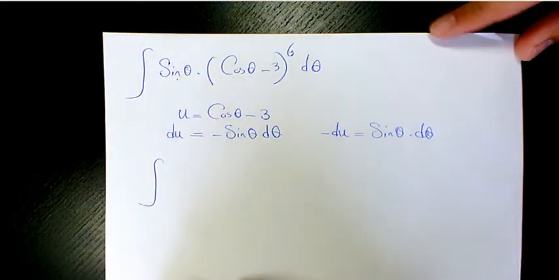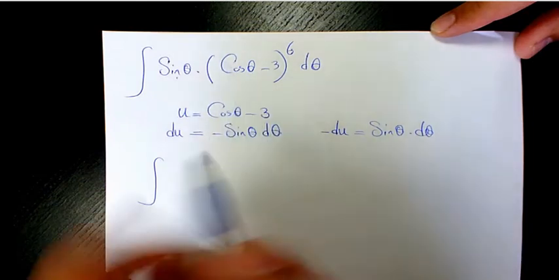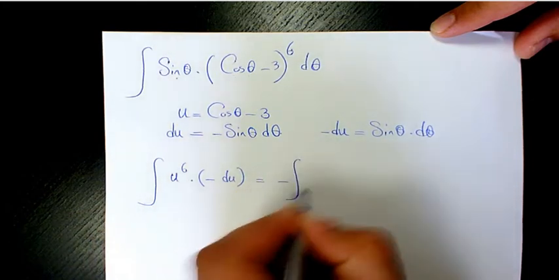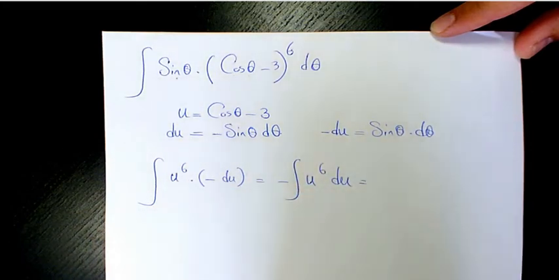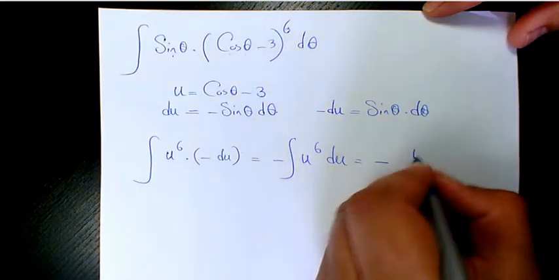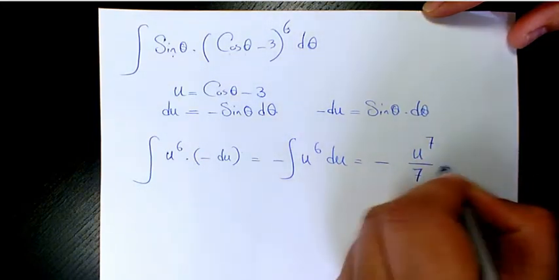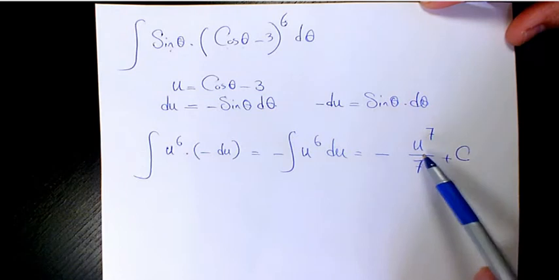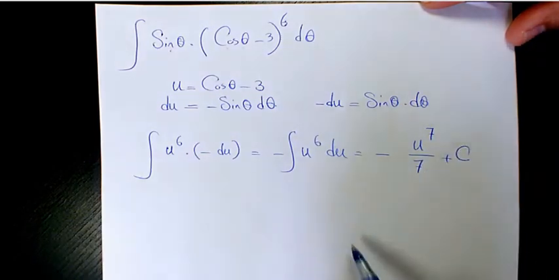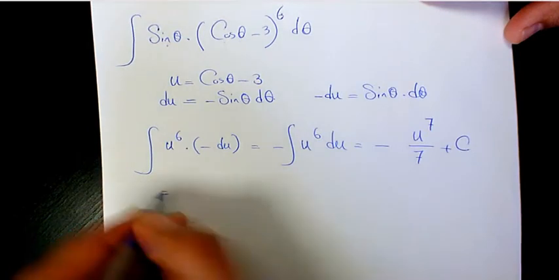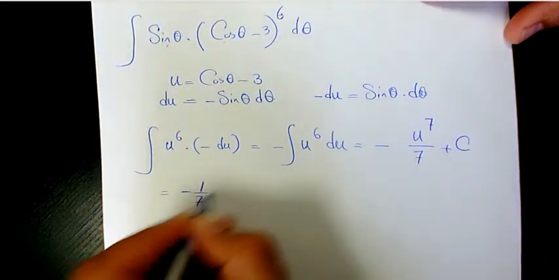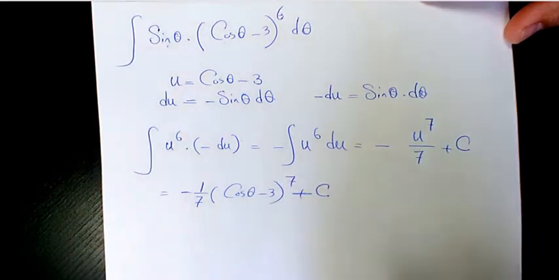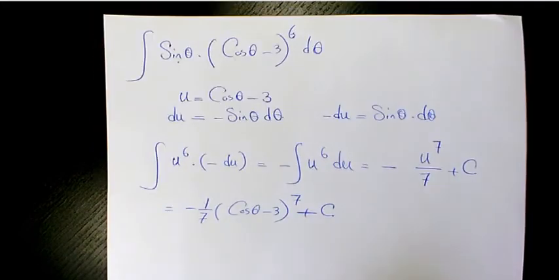So I can rearrange the new equation as u to the power of 6 times negative du, which is negative u to the power of 6 du. When you integrate it, it's going to be negative u to the power of 7 over 7 plus c, because the integral of u to the power of n is u to the power of n plus 1 divided by n plus 1. So the answer is this, and I need to convert it back to cosine theta minus 3 to the power of 7 plus c. So that is the final answer.